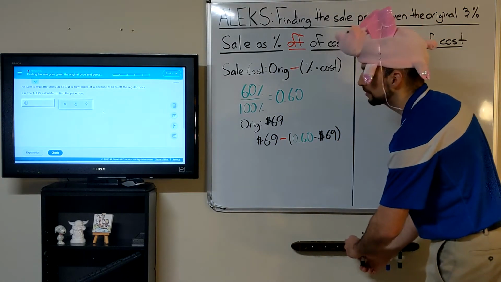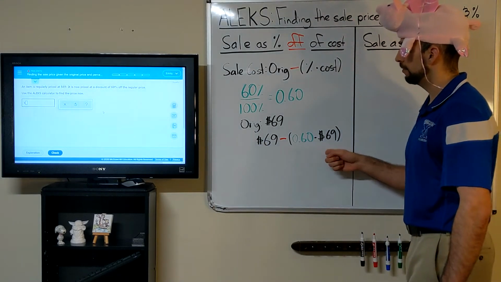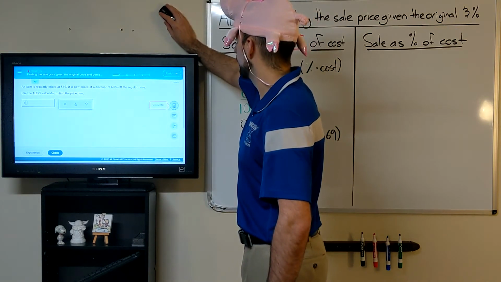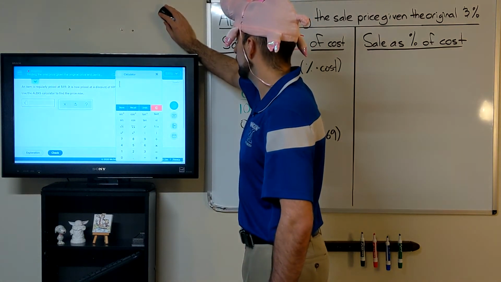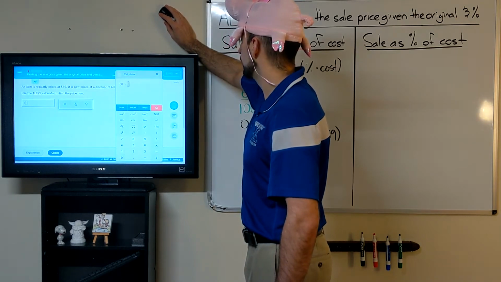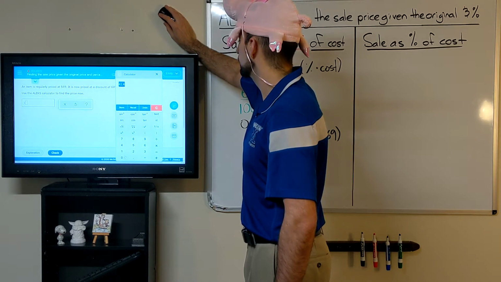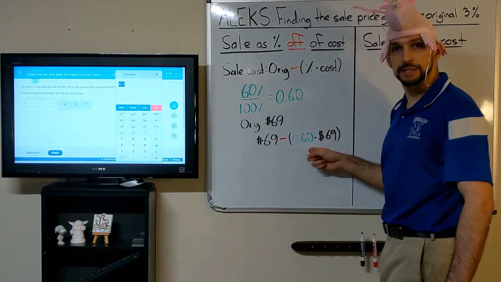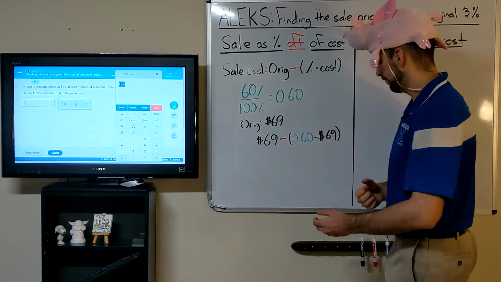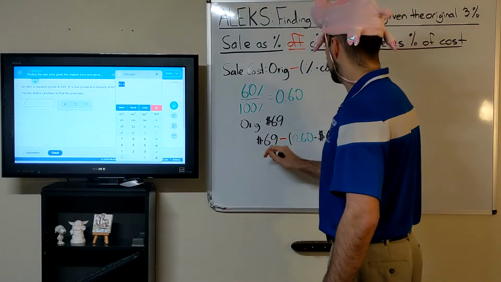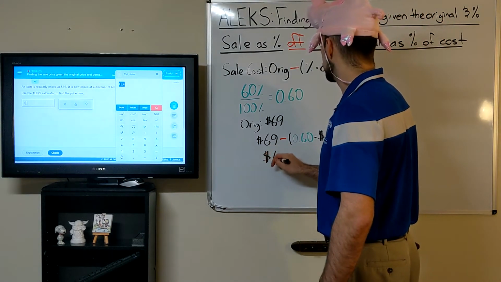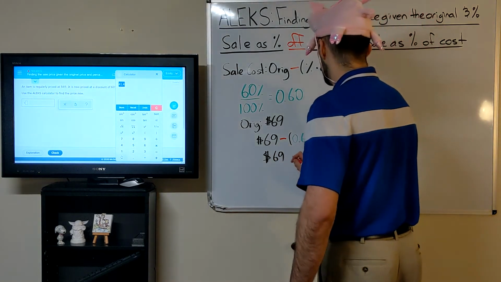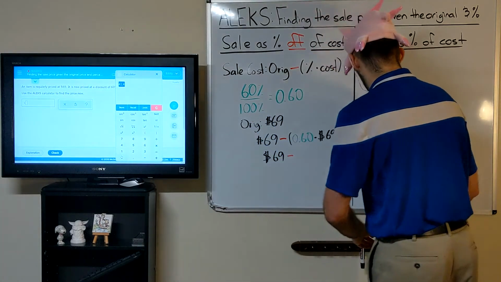So before we head any further, let's go over to our Desmos calculator and let's find 0.60 times 69. So I'm going to bring up my calculator. 0.60 times 69 is 41.4. Now, that's not our answer. That's 60% of 69. That's how much we're going to be taking off. So let's rewrite our equation. Our original price was still $69. We're taking some amount of money off of that. How much are we taking off? $41.4.